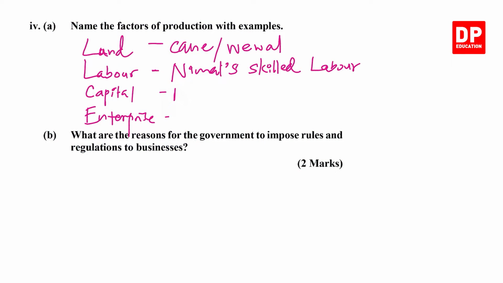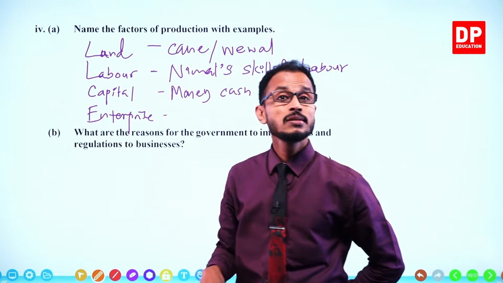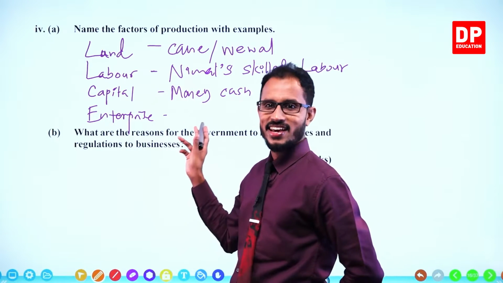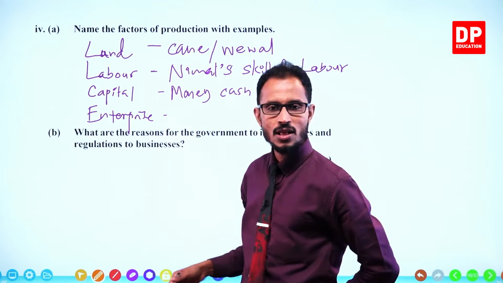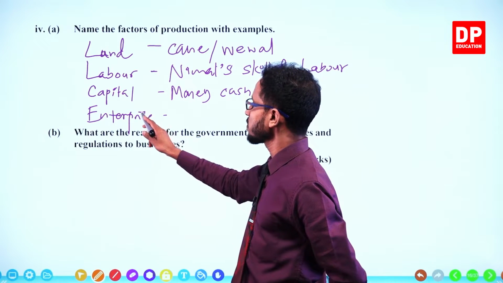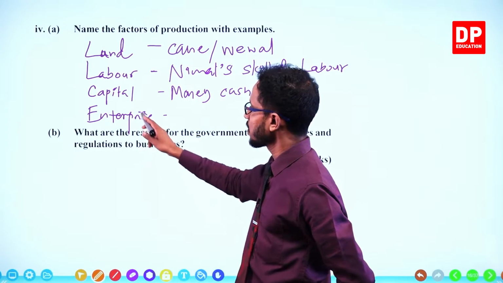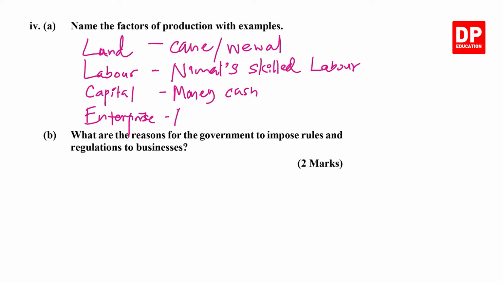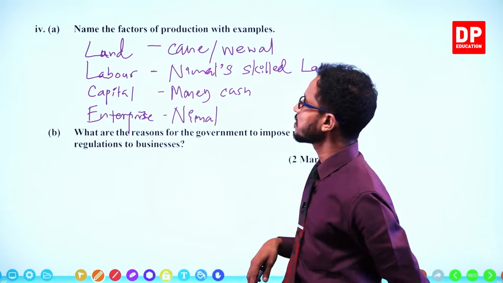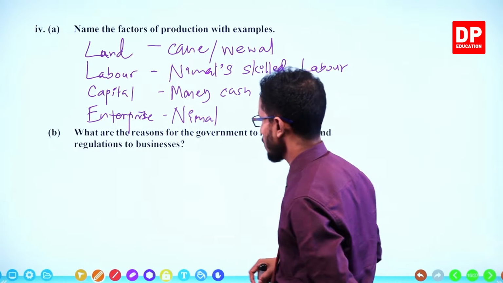Capital, you can write money, cash, which is taken from the financial institution, the loan. Yeah, that is capital. Enterprise, Nimal. Got it? Factors of production.